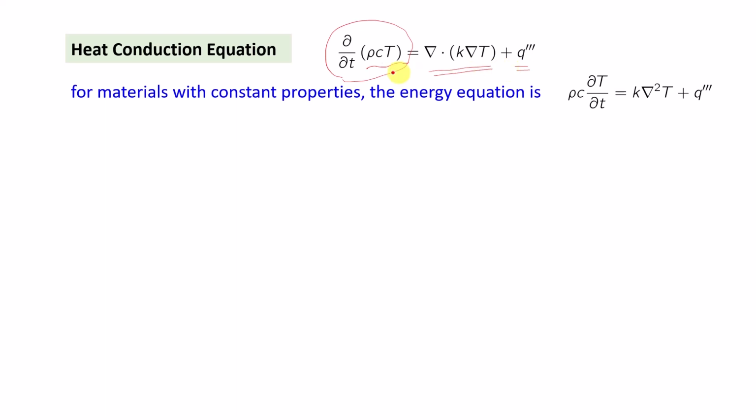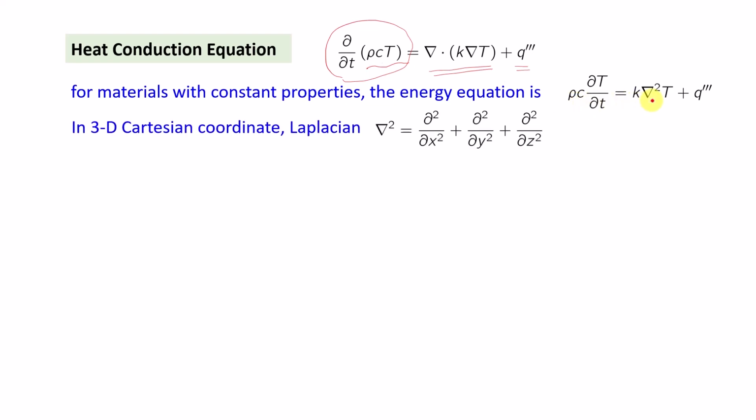If the material properties are constant, then density, specific heat, and thermal conductivity we can take out, and the equation looks slightly simpler like this. Here this del square is the Laplacian, and it gives us del square by del x2, del square by del y2, del square by del z2, etc., in 3D Cartesian coordinates. If we consider 2D Cartesian, then the third term del 2 by del z2 will go out, and only the first two terms will remain. If we consider one dimension, then the second term will go out, but let us stick to this 2D Cartesian.